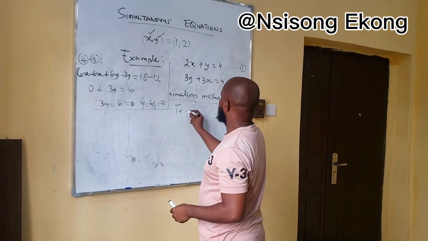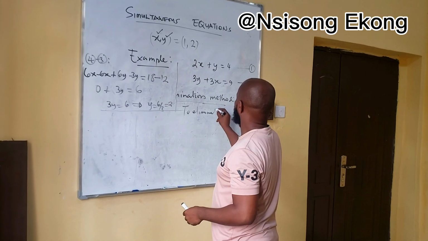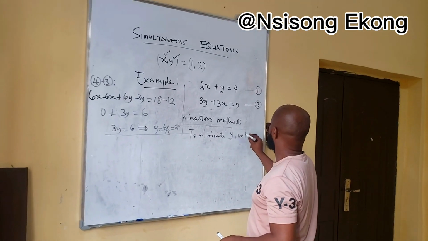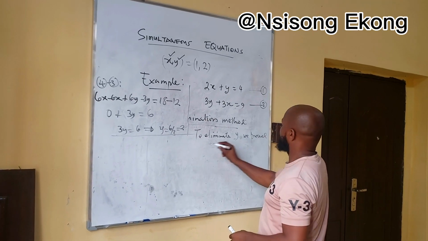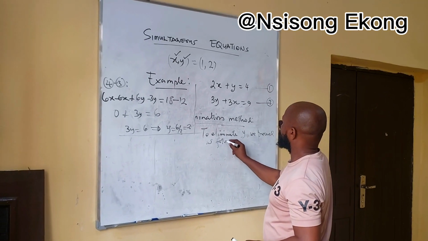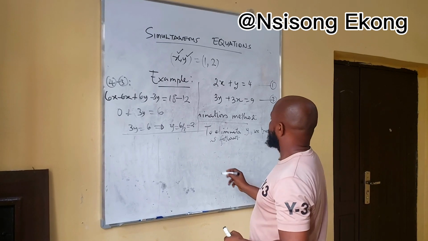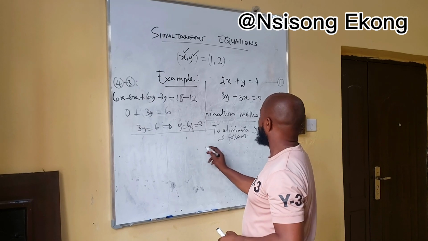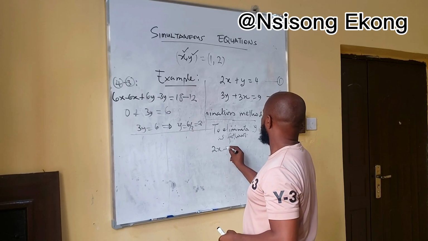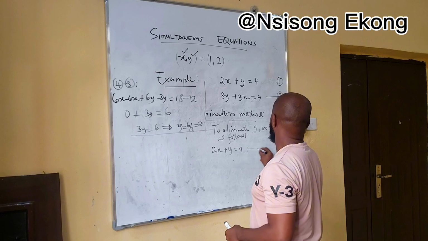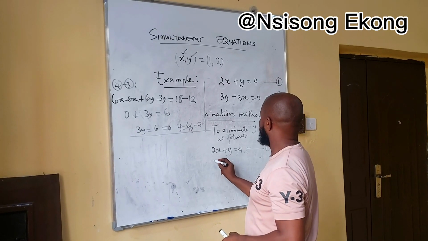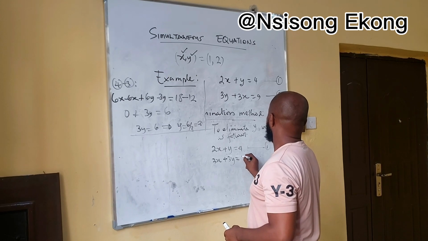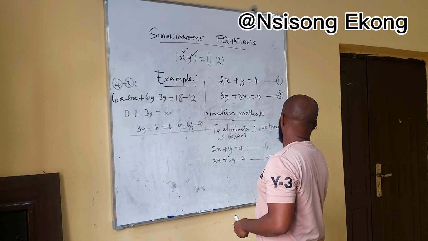So to eliminate y, we proceed as follows. We rewrite the equations out again. 2x plus y equals 4, we call equation 1. We have 3x plus 3y equals 9. Call that equation 2 again.